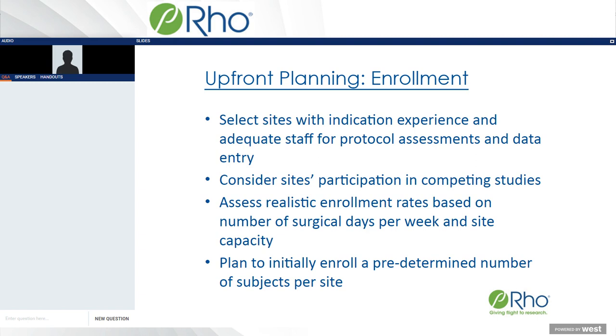Consider whether they have any competing trials. You can ask that question. Ask them how many studies they are currently running. What is their projection of how many studies they'll be running when your study is running? And if they do have competing trials, what is their plan?